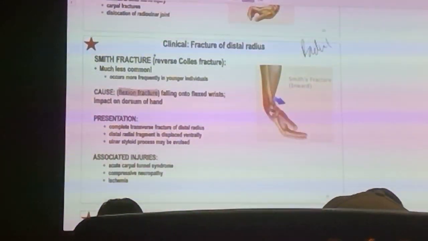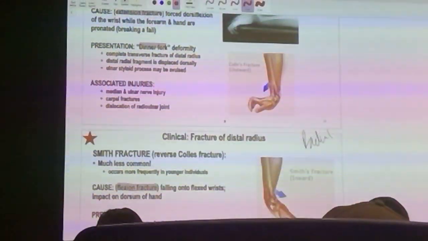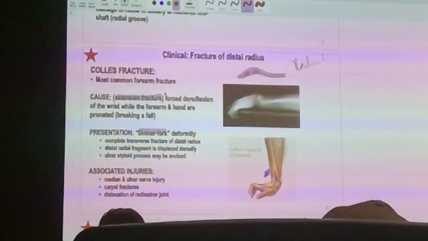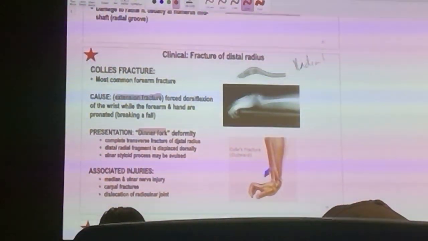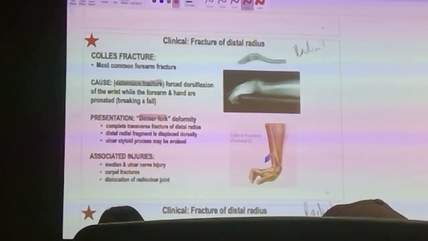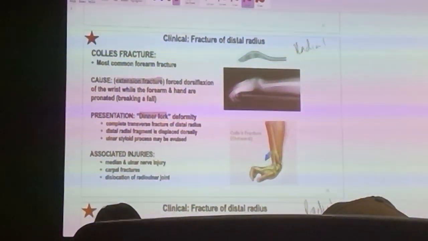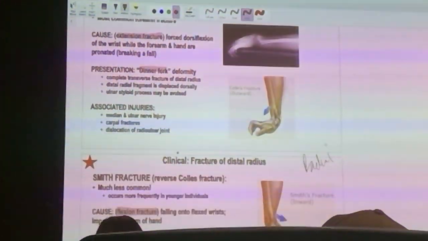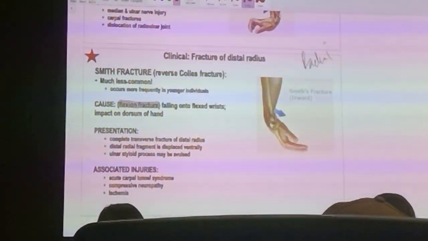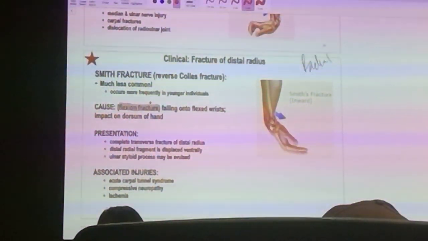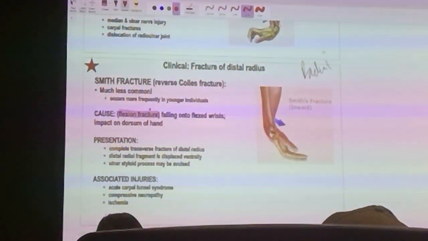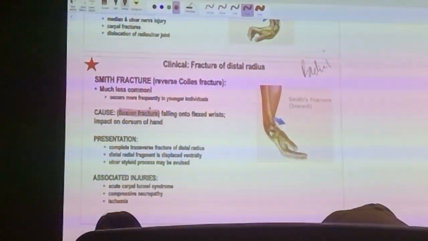What was this again? Oh yeah, the dinner fork and the awkward fracture. So the dinner fork, the Colles fracture, is the more common fracture. So you're falling and you try to grab your fall like that. That's the dinner fork. And then the Smith fracture is the uncoordinated fracture. Instead of catching yourself like this, you catch yourself like this.